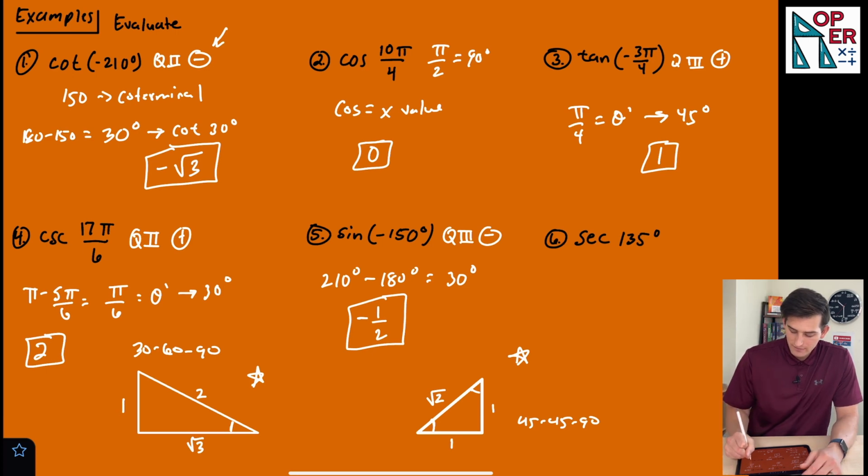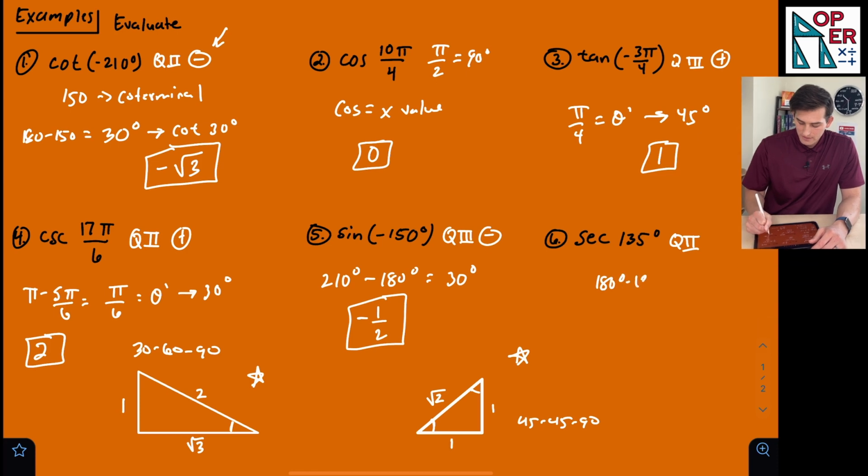So 135 is going to be in quadrant number 2, which means we can do 180 minus 135 to find our reference angle, which would be 45 degrees. And secant is the reciprocal of cosine. If we look at our 45, 45, 90 triangle, cosine, adjacent over hypotenuse, would be 1 over root 2. So we know this one is going to be root 2.